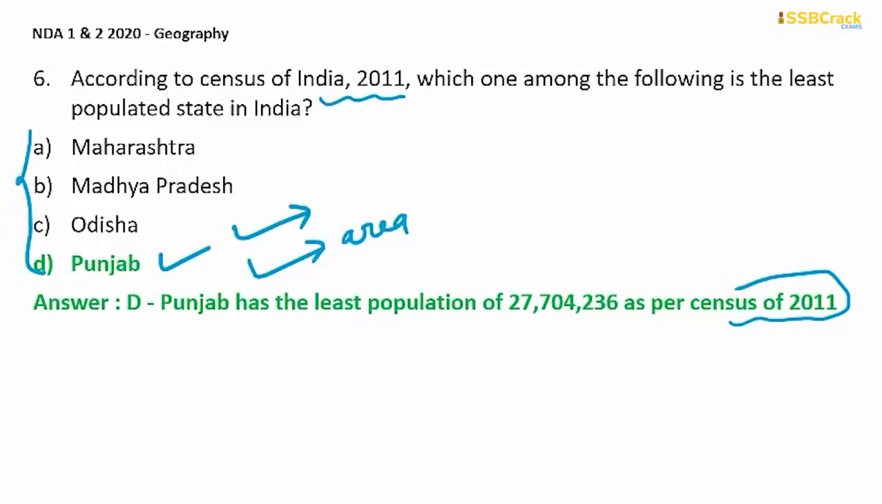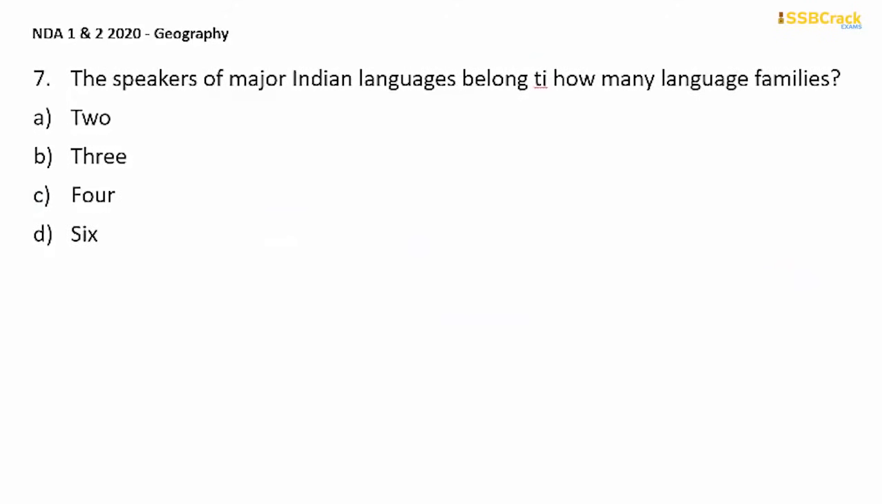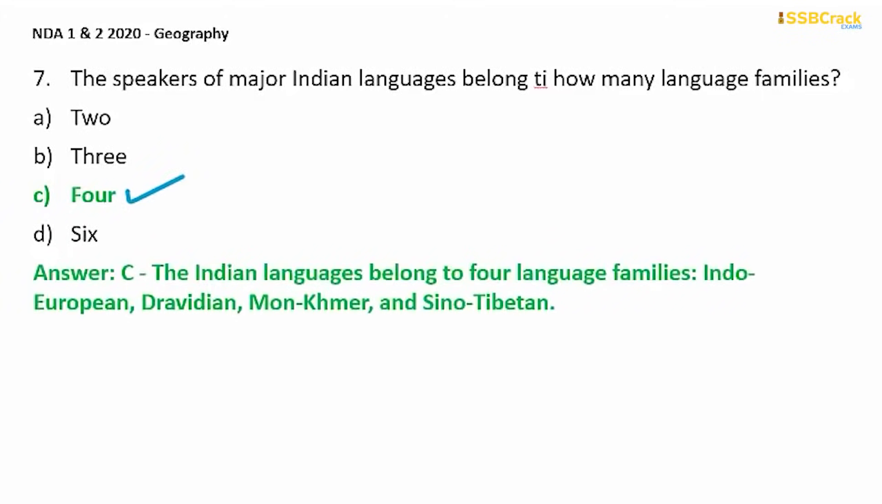Okay, now moving on to our next question. The speakers of major Indian languages belong to how many language families? The correct answer for this is 4, as if you go on the website of MHRD, you'll see that it is mentioned there that the Indian languages belong to 4 language families. The first one being Indo-European, then Dravidian, then Mon-Khmer, and Sino-Tibetan.